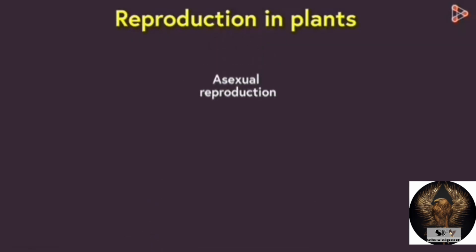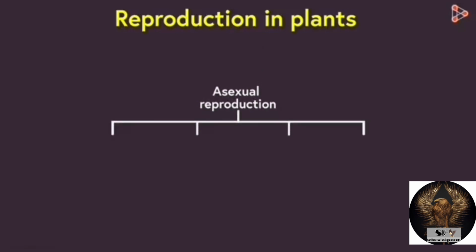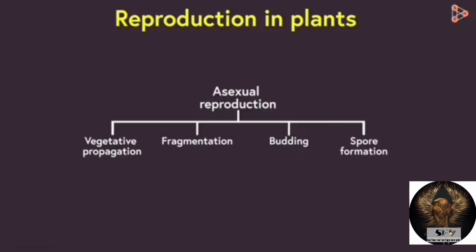Based on various factors, asexual reproduction is further categorized into four types: vegetative propagation, fragmentation, budding, and spore formation. This is the whole summary from chapter 2. Now let's come to the exercise questions.